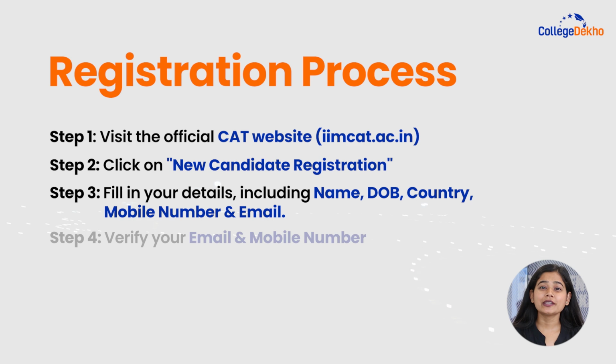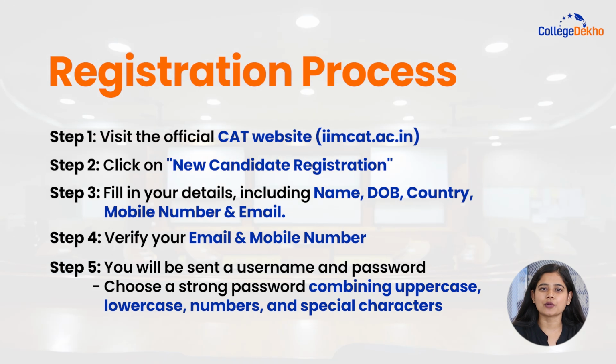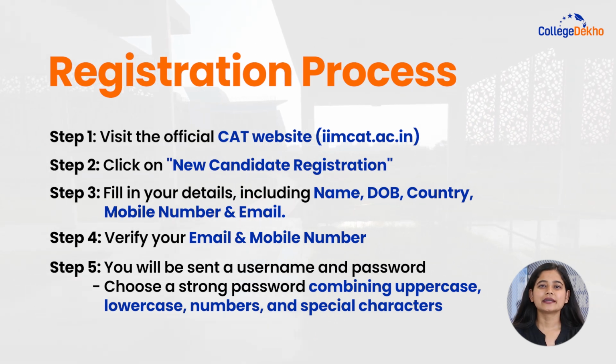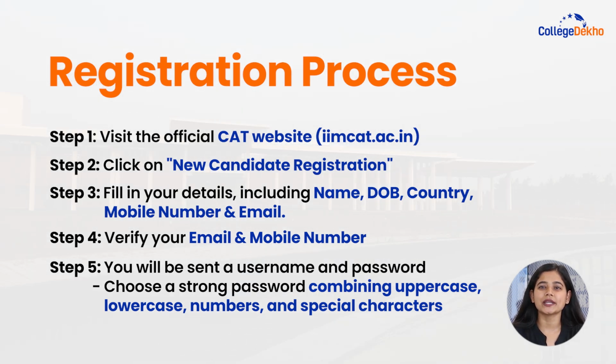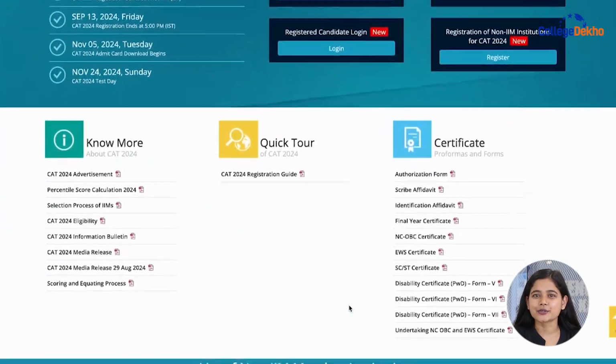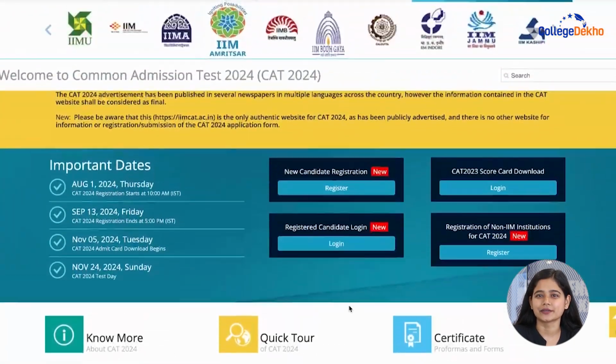Step 4. Verify your email address and mobile number. You will receive an OTP on both. Enter these to complete the verification. And step 5. You will be sent a username and password. Choose a strong password combining uppercase, lowercase, numbers, and a special character. Write down your username and password and keep them safe. Just remember to use an email address you check regularly, as all important communications will be sent there.